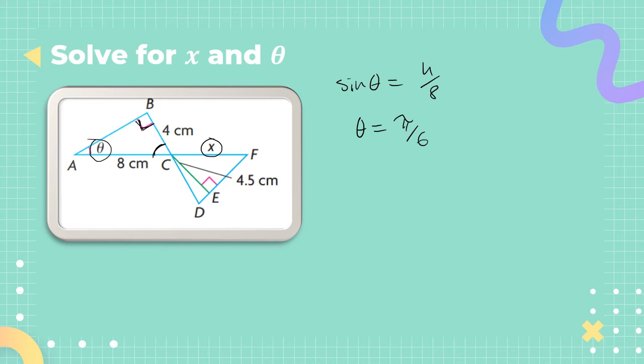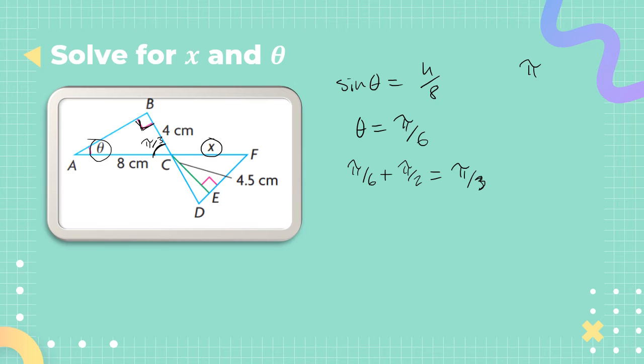And we know that all triangles, if you add up their angles, give us 180 degrees, which is pi. So pi over 6 plus pi over 2, which is 90. And if you add that, we end up getting pi over 3, which is 60 degrees. So we know now that this is pi over 3.